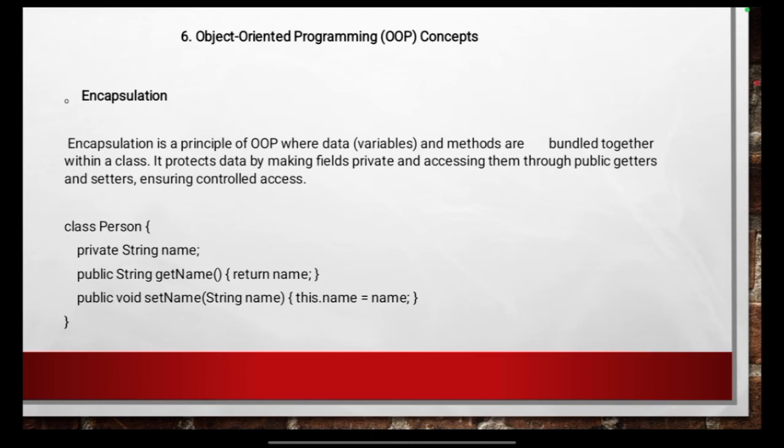So, class Person. This line declares a class named Person. The class serves as a blueprint for creating Person objects. It contains data, fields, and methods, functions that define the behavior of Person objects. private String name. This line defines a private field called name of type String. The private access modifier ensures that the field can only be accessed directly within the Person class itself. This is an example of data encapsulation, where the data is hidden from outside access to prevent unauthorized modification.